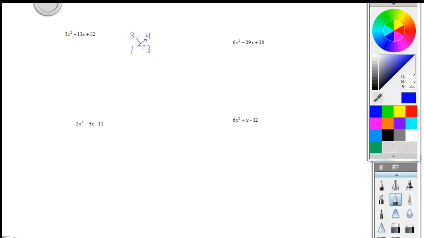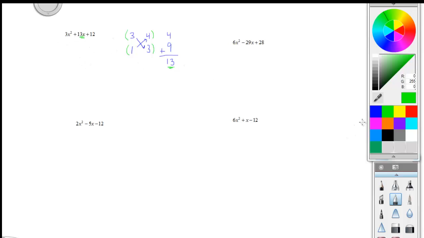For example, does 4 and 9, 4 coming from here and 9 coming from here, if I add them together, do I get 13? If that's right, then I know that I have the right factor pairs here, and in this case they will be 3x plus 4 and x plus 3. I know I'm right because this 13 matches this 13.